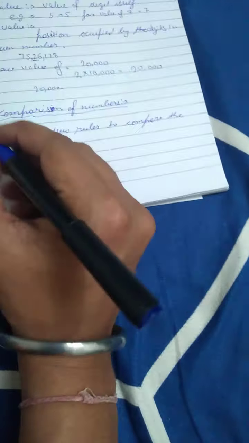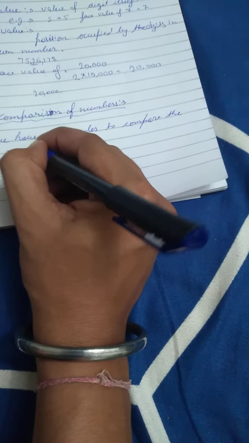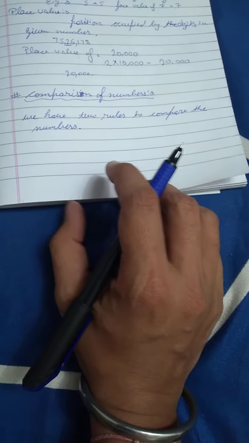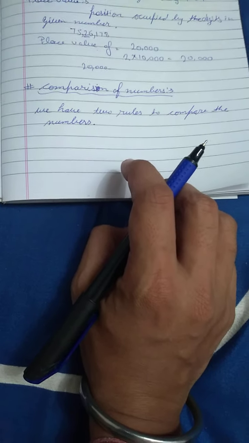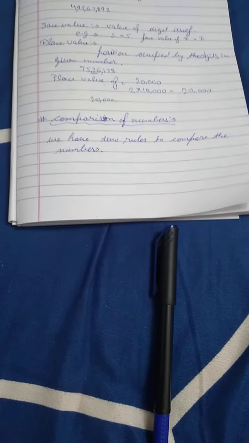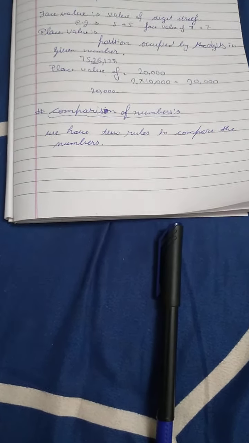To compare the numbers, the first rule is to count the digits in the given numbers. The number which has more digits is greater than the other number.